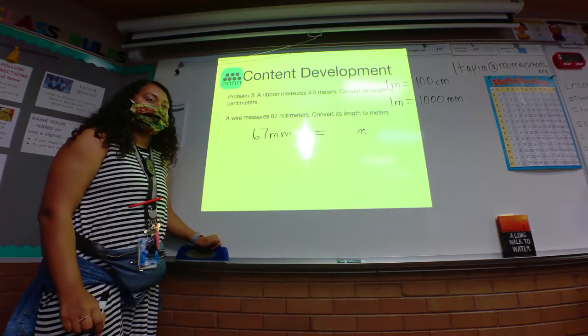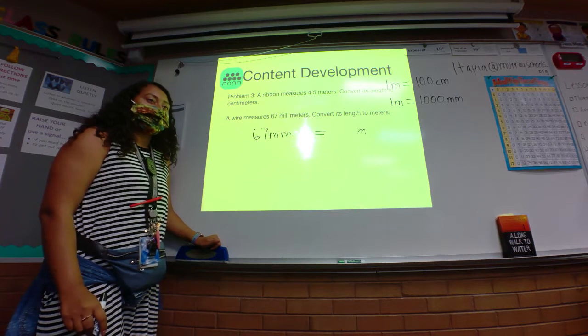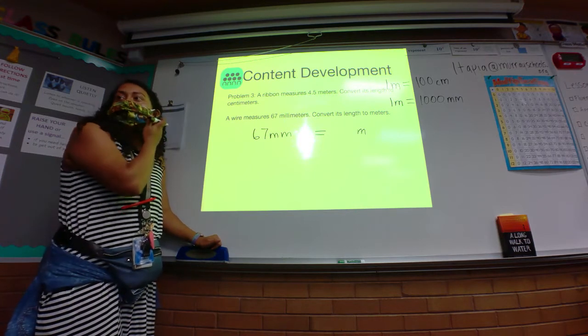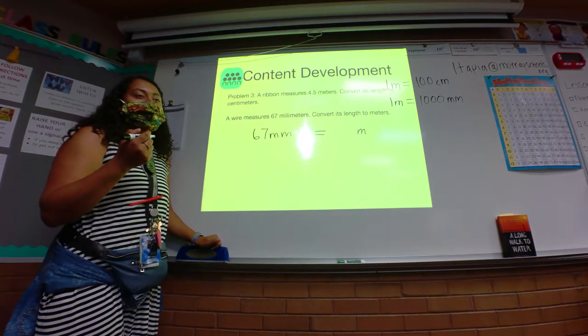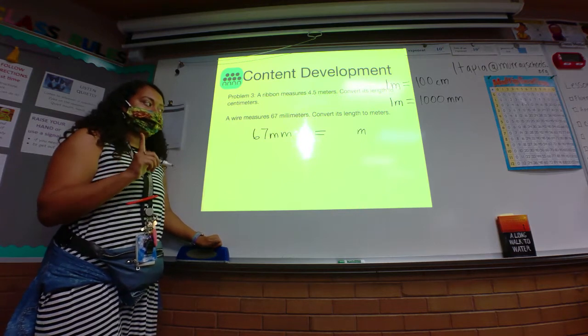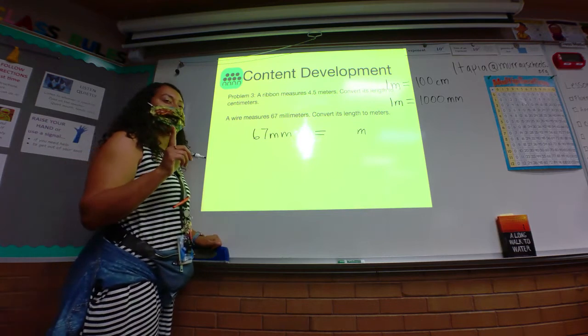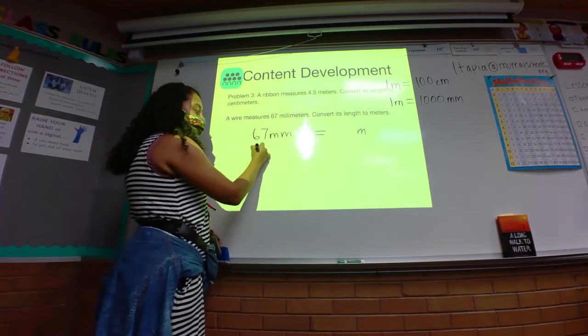Well, it's going to be the same, but it's going to look different. That's all it's going to be. Hold on. Okay, so what's our equation? 67 divided by 1,000.